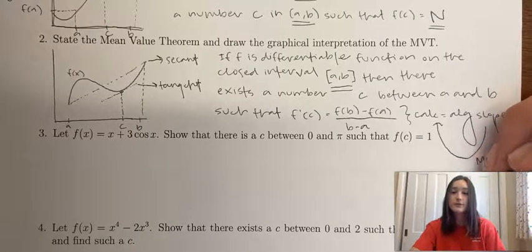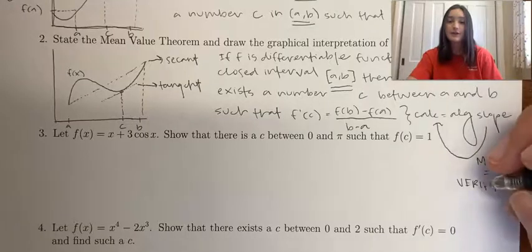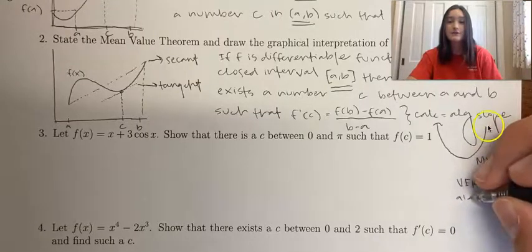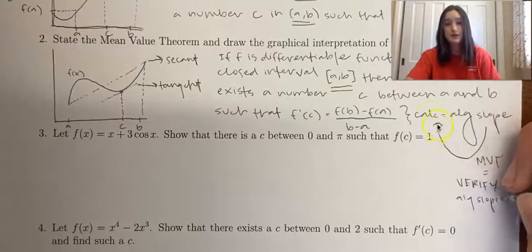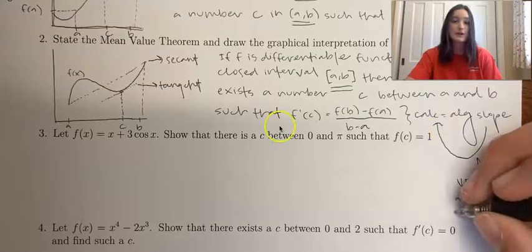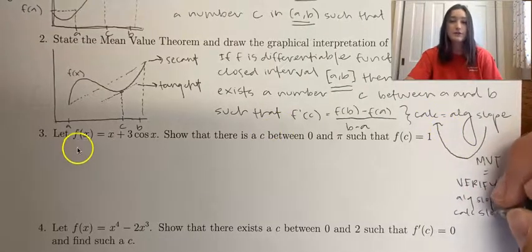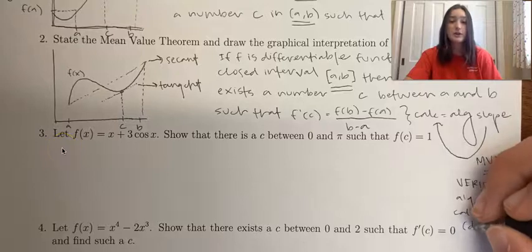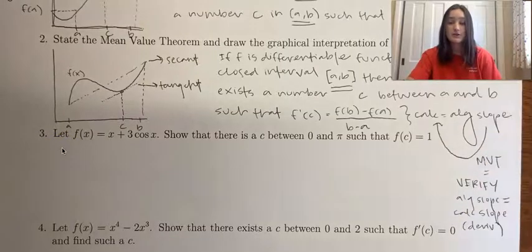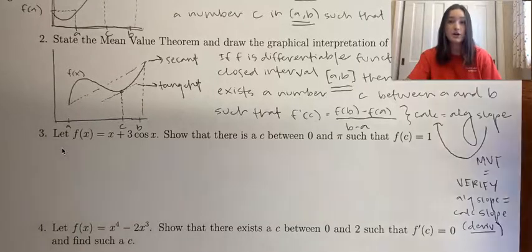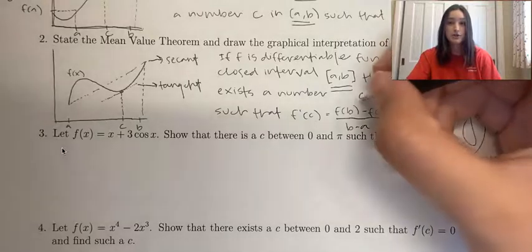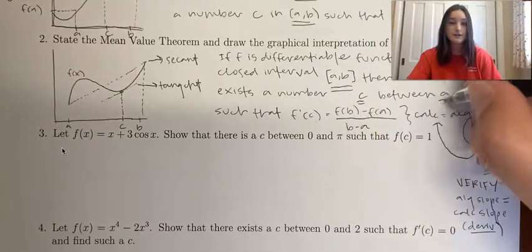Let me move myself before I move on to this next one. What I'm writing here is just that for MVT, you're trying to verify that the algebra slope equals the calculus slope. So like I was saying on this number 3 on the first example, what we're doing is showing that a c is between two numbers, and the c has a certain y value. So I'm going to call that one IVT because you're not trying to find a certain c, you're just trying to prove that it exists.